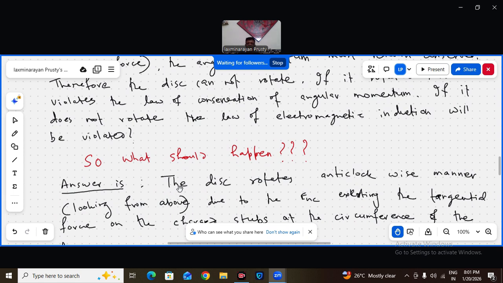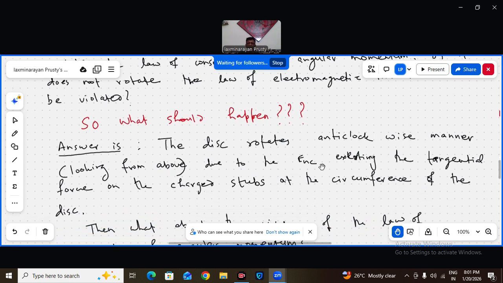Answer is: the disk rotates in an anticlockwise manner looking from above, due to the EMF exerting the tangential force on the charge stuck at the circumference of the disk. This is the answer.